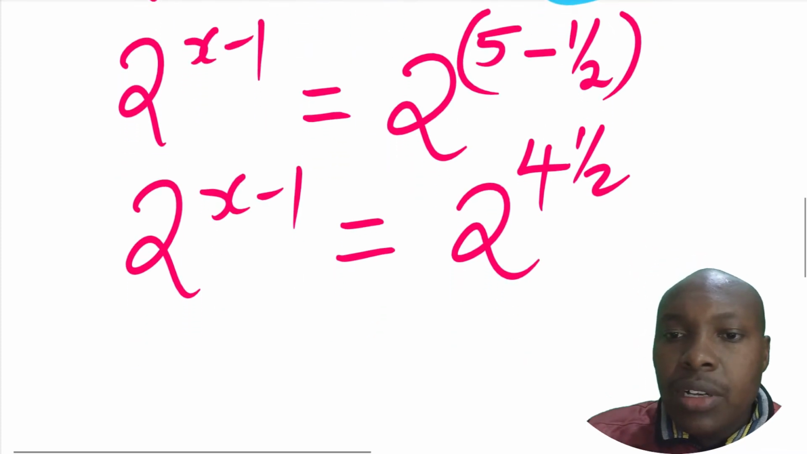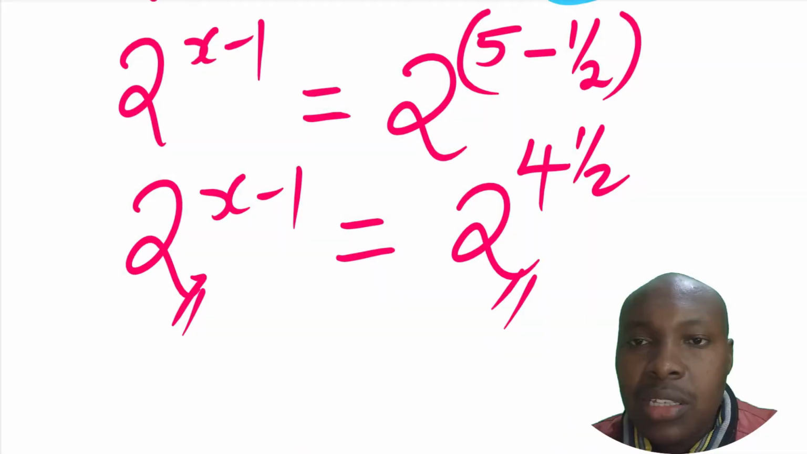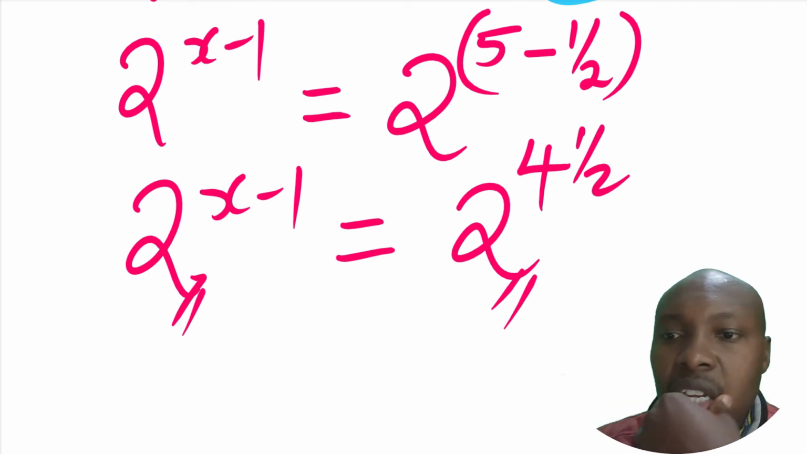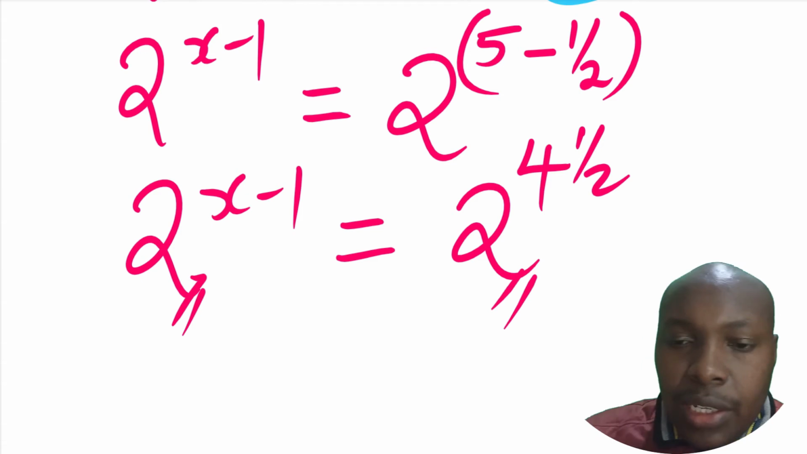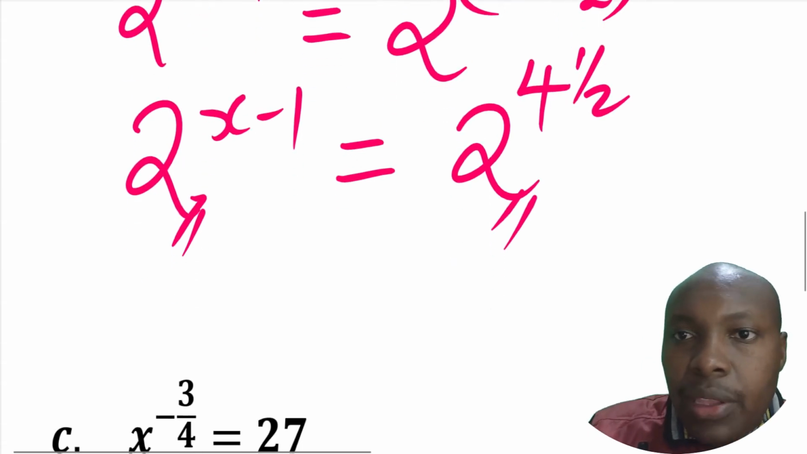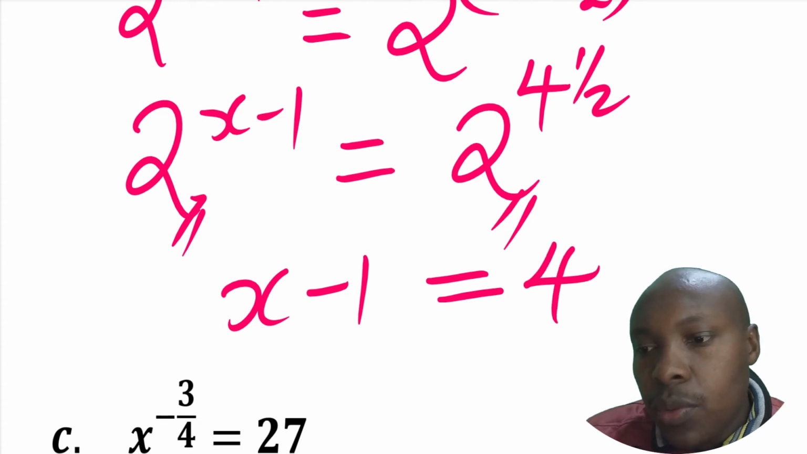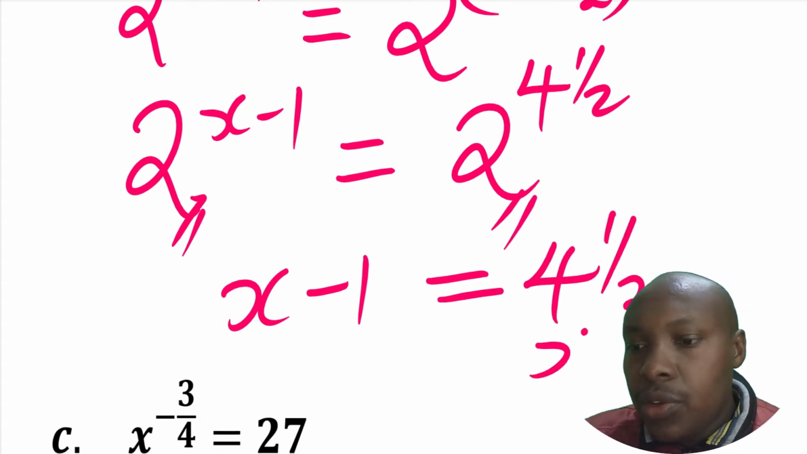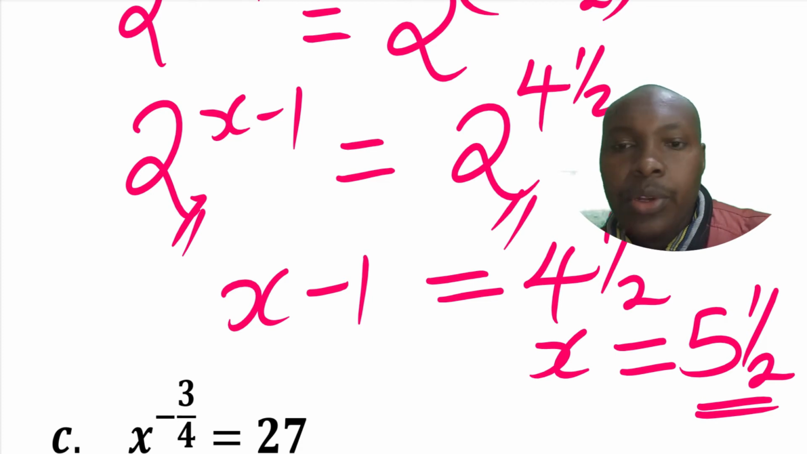Now, since on the left hand side and the right hand side the bases are the same and it is 2, we shall now continue and equate the indices or powers. So we pick the indices, that is x minus 1 is equal to 4 and a half. This is the case, you get x is equal to 5 and a half or 5.5.